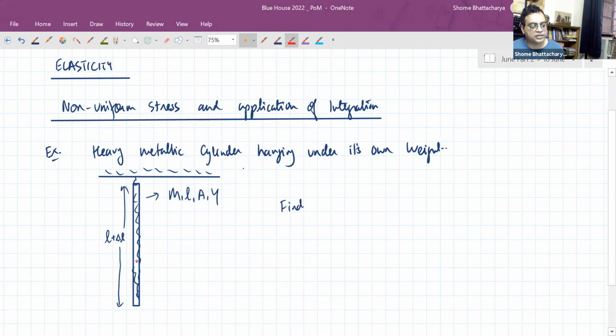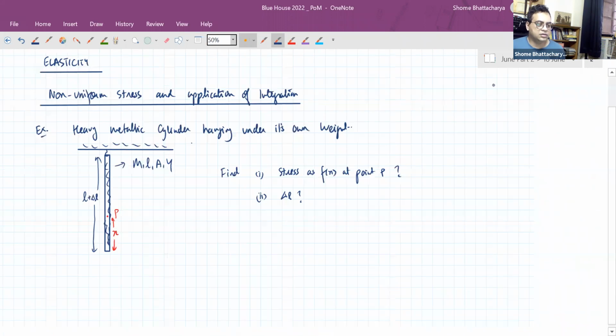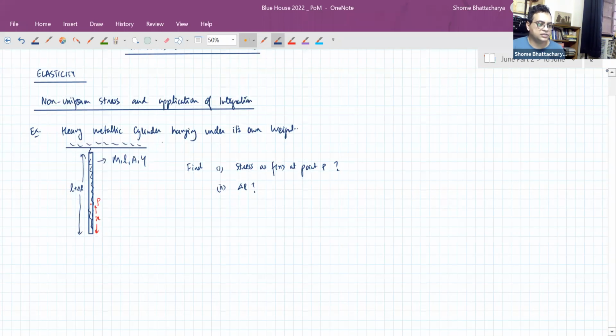So we want to find out, we consider any point inside which is at a distance x from the bottom end. Find stress as a function of x at the point P. And from that we want to find the elongation delta L. Okay, so we go back to core mechanics to understand how to calculate tension at a general point P first, like this.